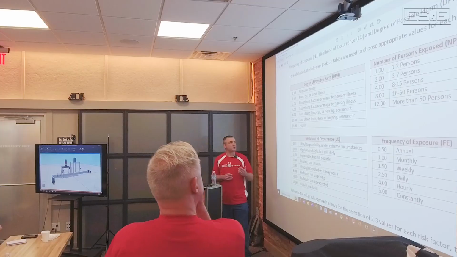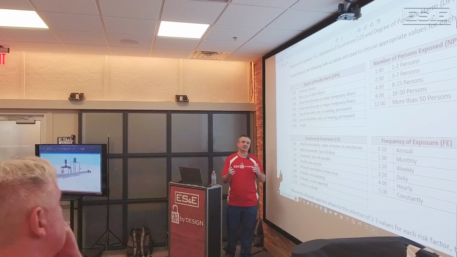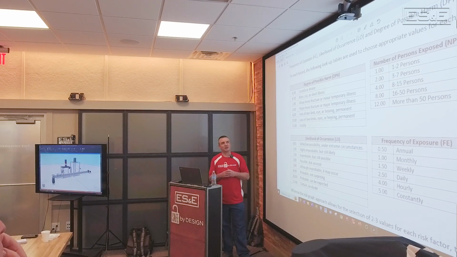All right. So basically the HRN difference is we'll take these numbers and multiply them all together, and that'll give us a number at the end. That's how we rank our safety system. So there's a direct correlation there from the standards.